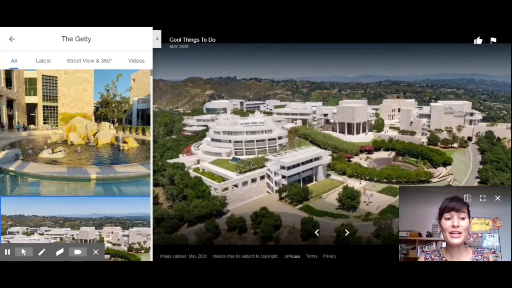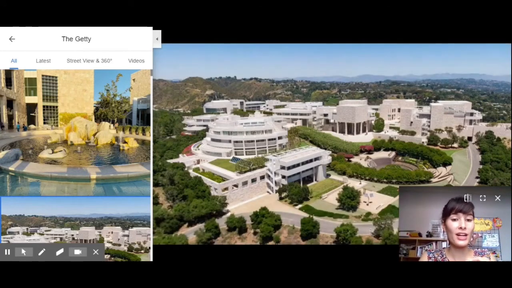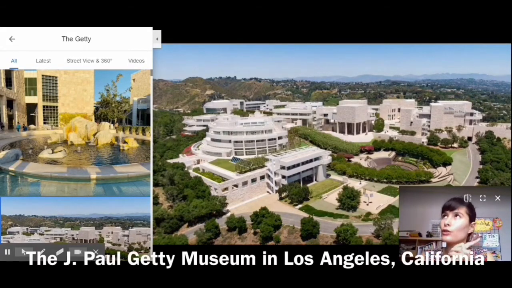All right, now we are away from New York City. Actually, I forgot to say the Guggenheim Museum is in New York. Now we are on the other side of the United States in a city called Los Angeles, where the Getty Museum is. I've actually been here, and it's so cool.